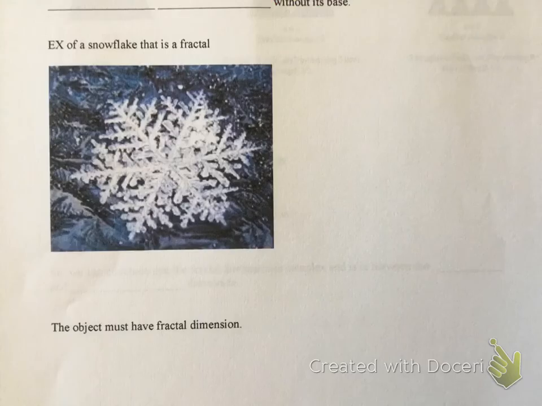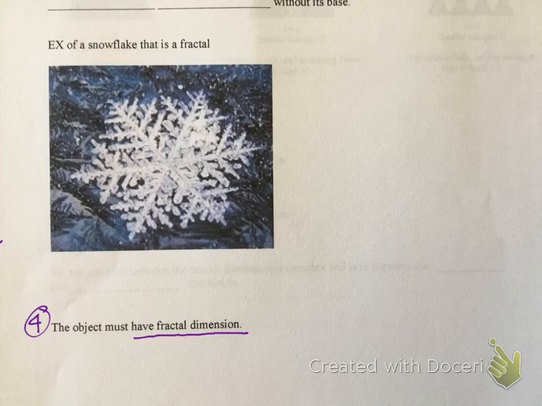So the next page shows you an example of a snowflake. Snowflakes kind of look like the Koch snowflake. It's a little bit different, but it generally has the shape of it. And a snowflake is definitely a fractal. That's just how water crystallizes. So it's really neat.